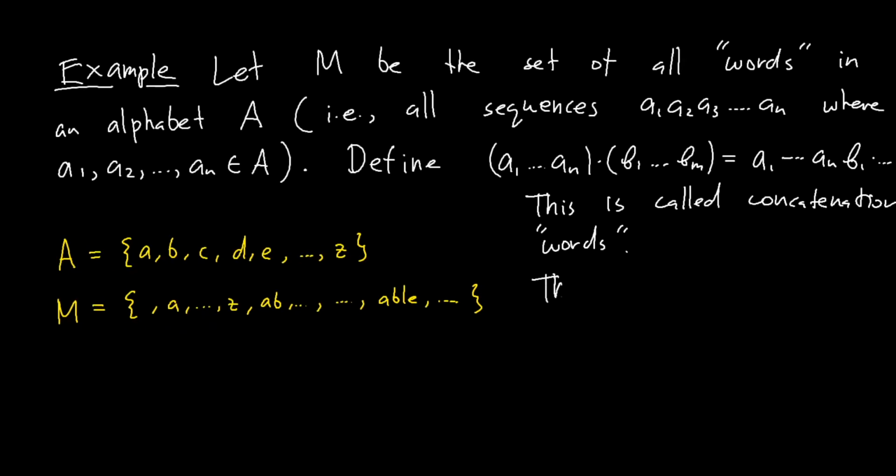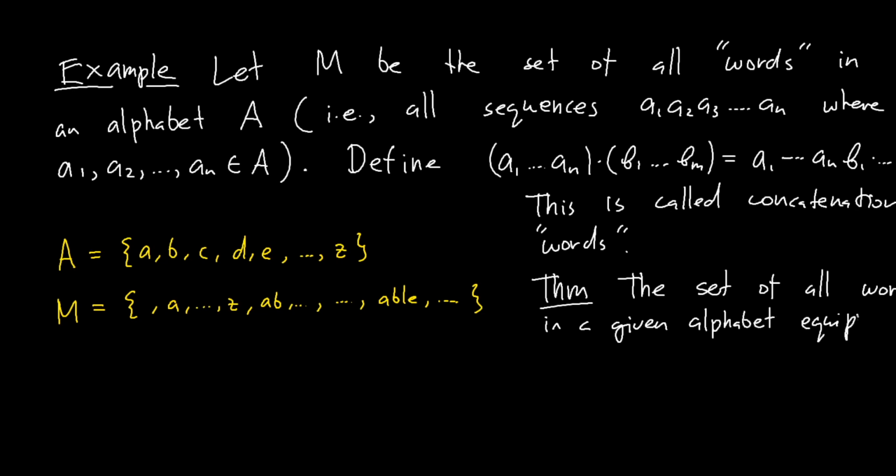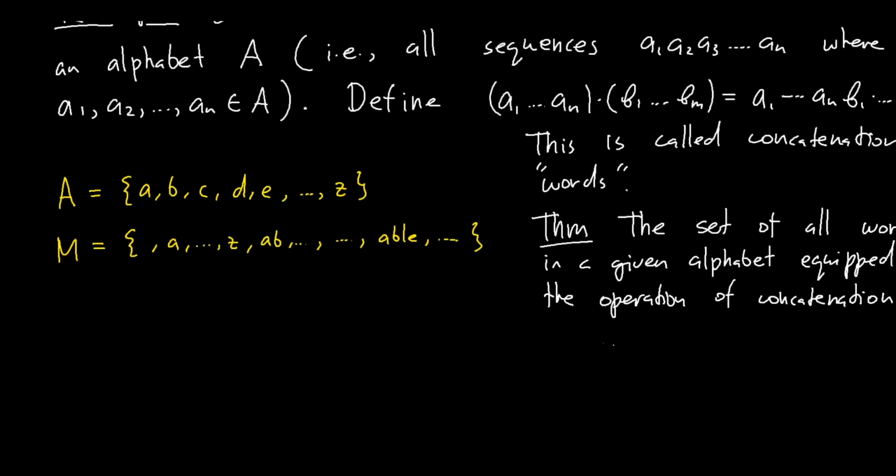So here is a little theorem that the set of all words even in a given alphabet equipped with the operation of concatenation is not just a magma. It clearly is a magma, right? Because the output of my operation is still a word, but it's actually a semigroup, and not only a semigroup, it's actually a monoid.